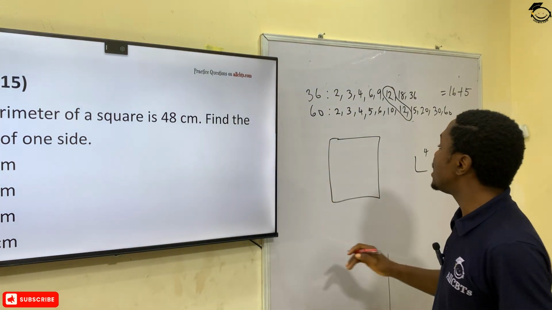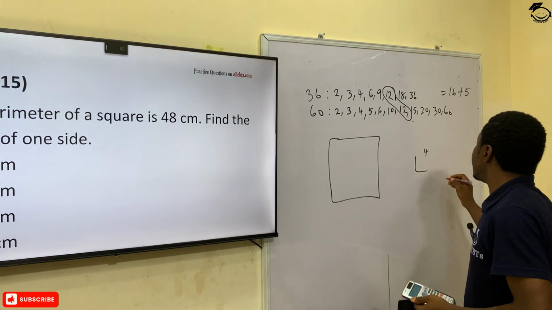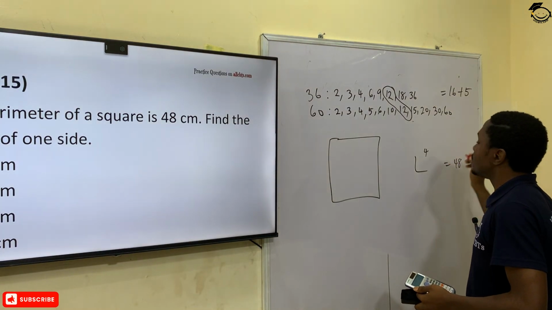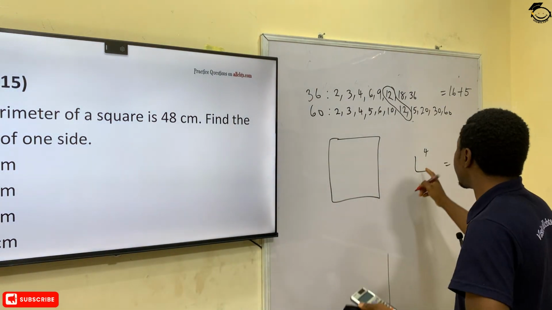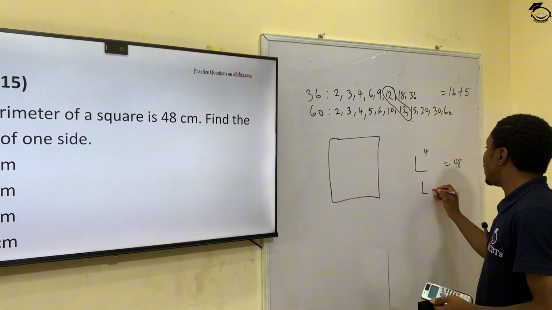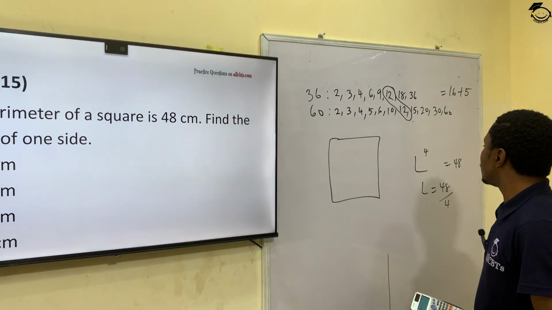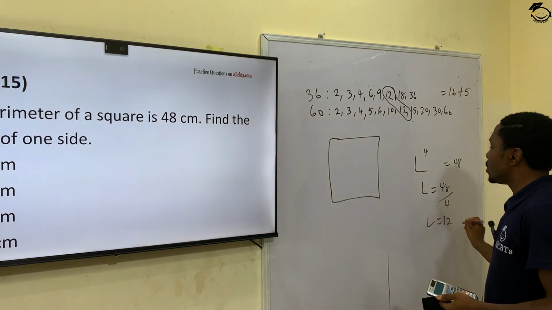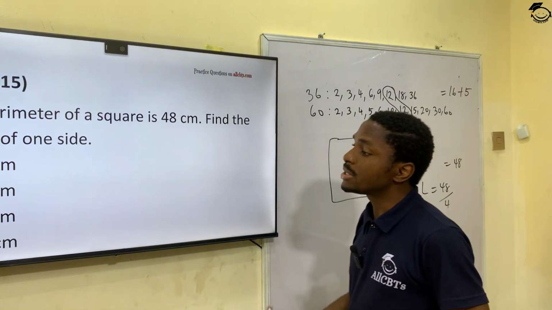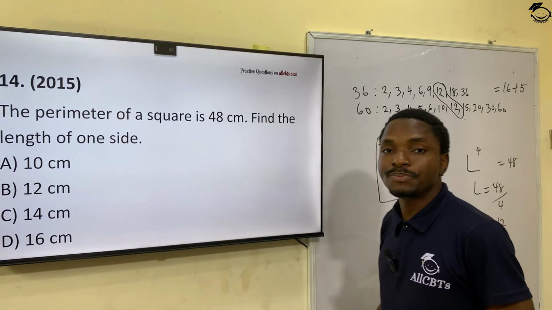So if the perimeter, the total of the sides, is 48, what will be the length of one side? So L is equal to 48 over 4. So L is equal to 12. So the length of one side will be 12 centimeters.